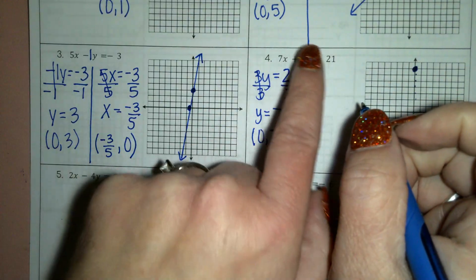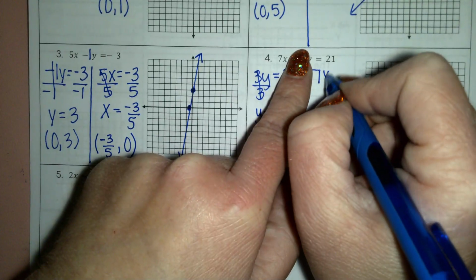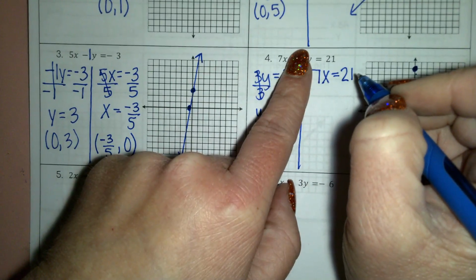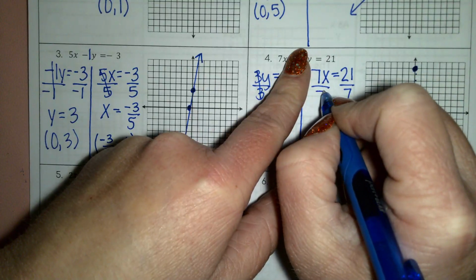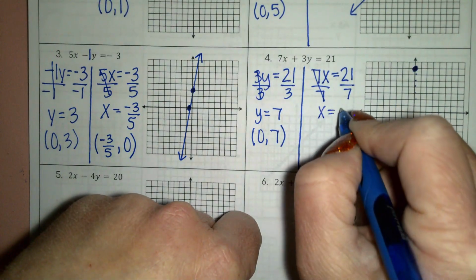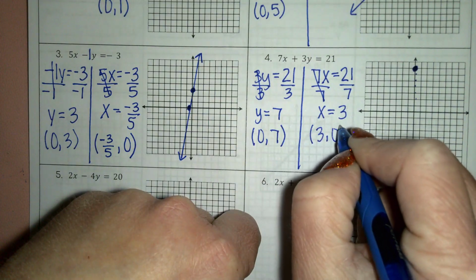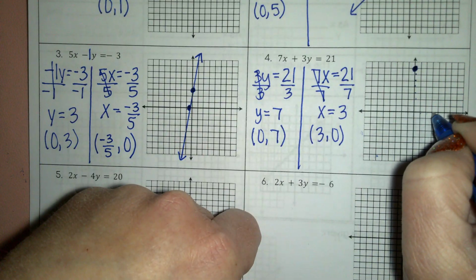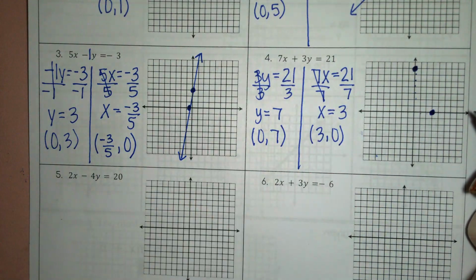Then I'm going to cover up the 3y, and what am I left with? I'm left with 7x equals 21. Divide both sides by 7. So x is equal to 3. That ordered pair would be 3, 0. So I go to the right 3, place my point, connect the 2 dots.